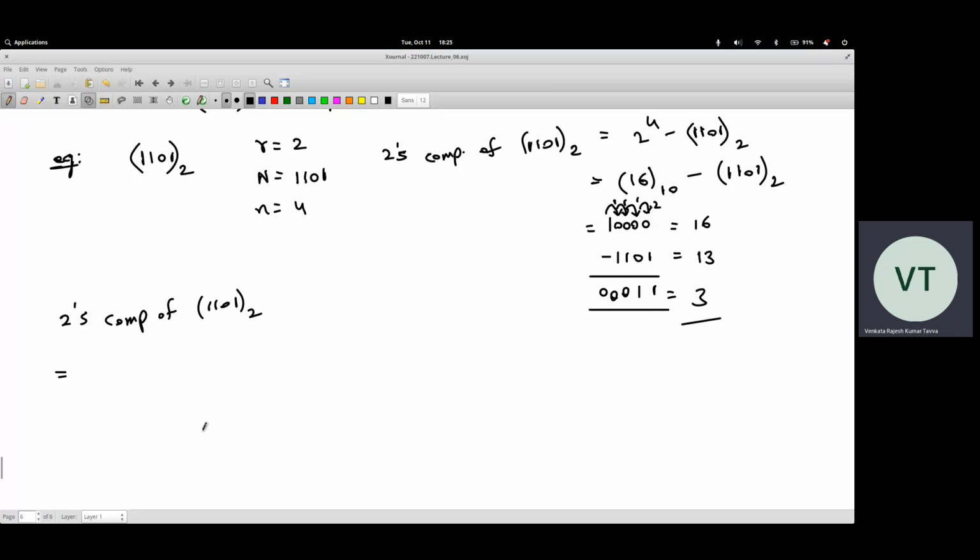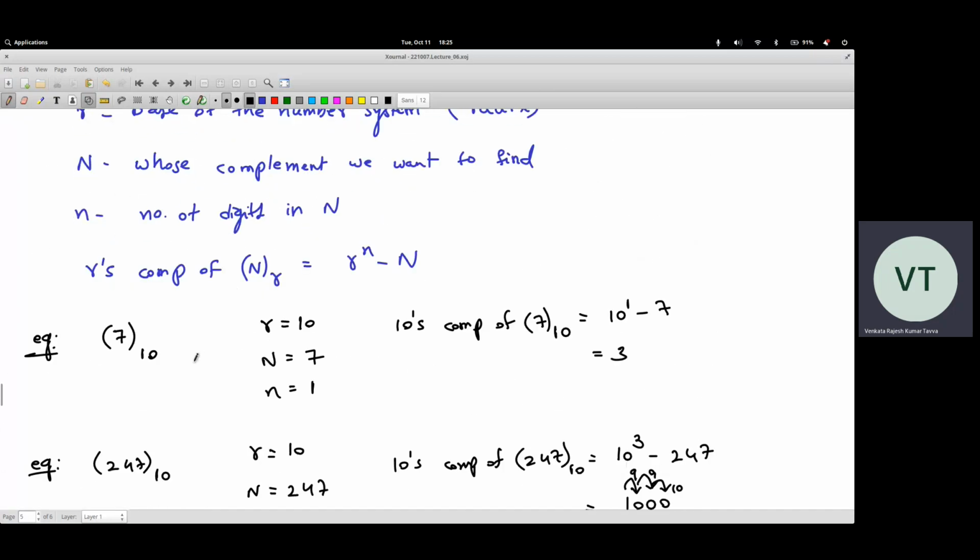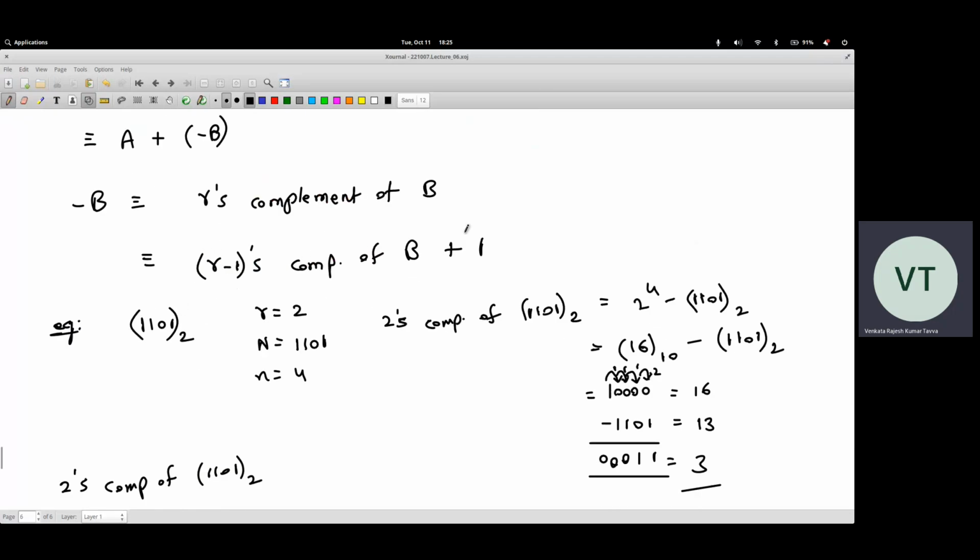To find r's complement, two ways we thought. One is r power n minus n. Second way is r minus 1's complement plus 1. So r minus 1's complement of b, plus 1, r minus 1's complement is nothing but r power n minus 1 minus n, or minus b.